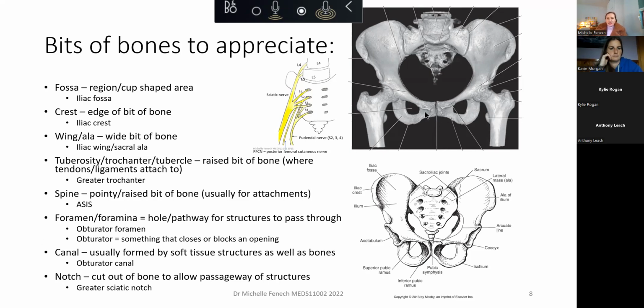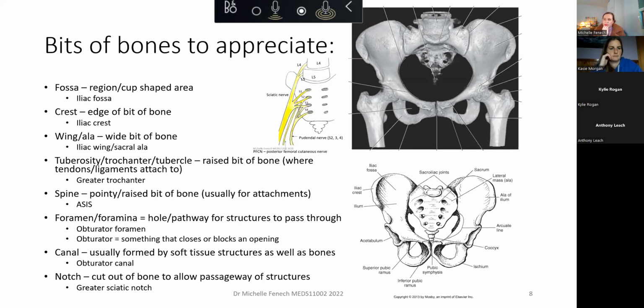Canals. A canal is usually a smaller thing than a foramen. It can just be a different name. Things will run through them. We're going to talk about the obturator canal, which is a passageway for our obturator neurovascular bundle, our nerve, artery and vein. And then there's notches. So we have sort of notches that are formed. Are you feeling okay with those terms? Any other questions about those?